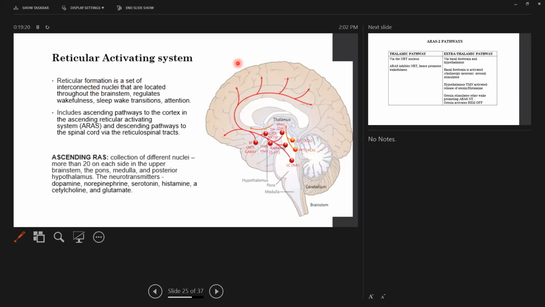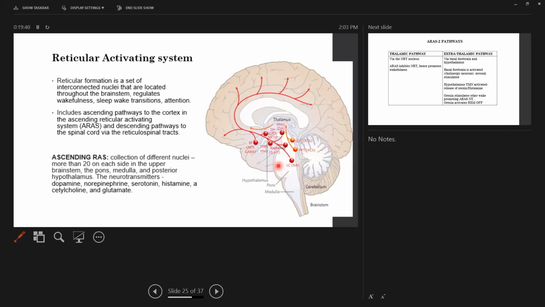Now what is the RAS, or the reticular activating system? It is a set of interconnected nuclei which are present in the brainstem. RAS is also of two types, ascending and descending. The ascending pathways go to the cortex, that is the ARAS, and then we have the descending pathways to the spinal cord via the reticulospinal tracts.